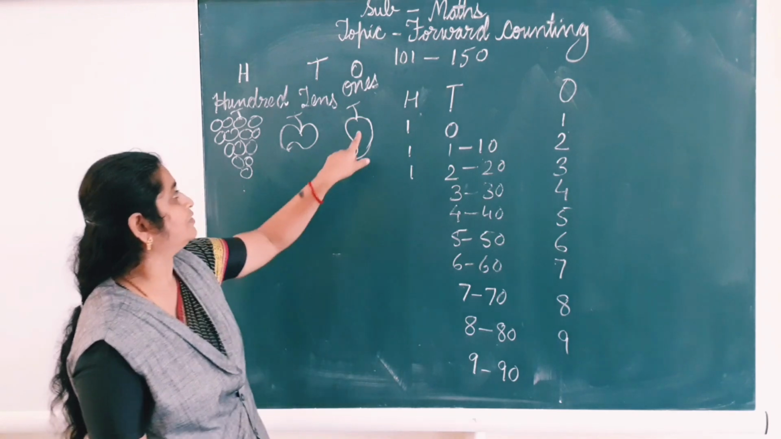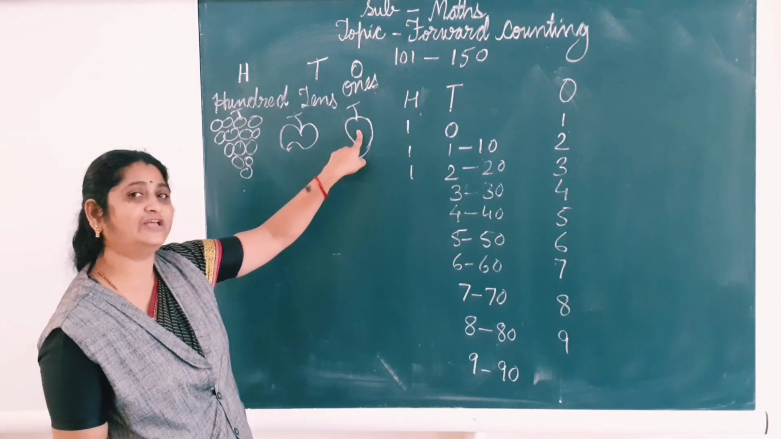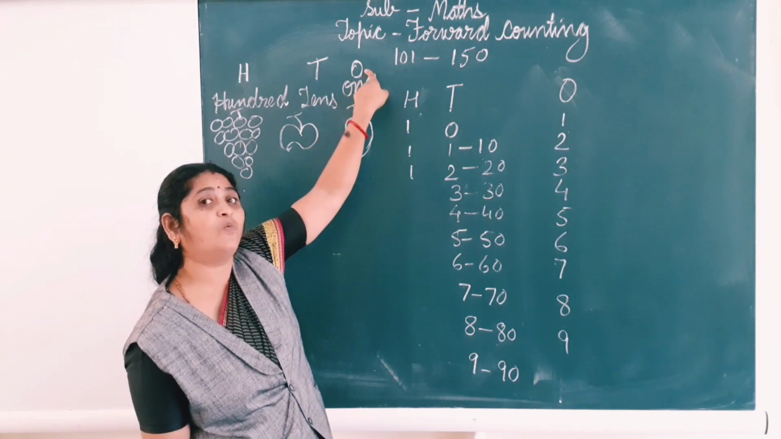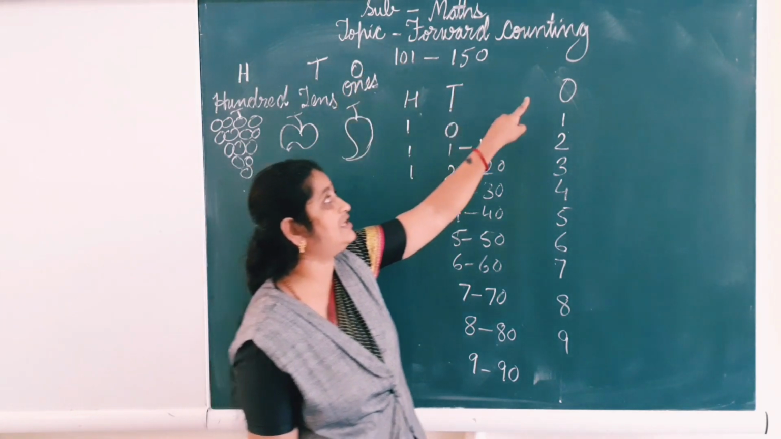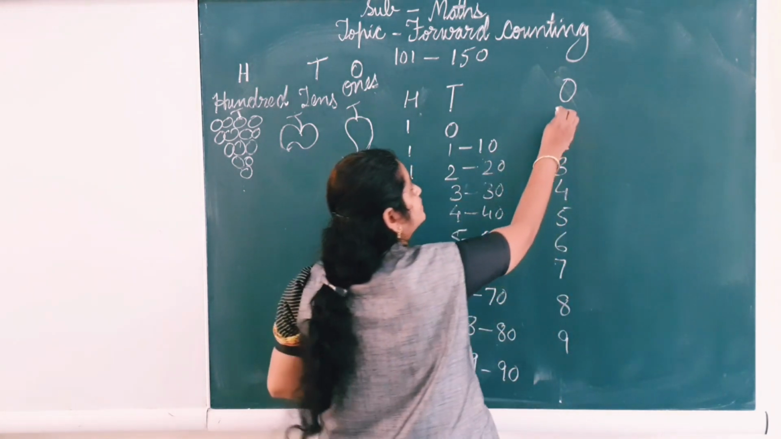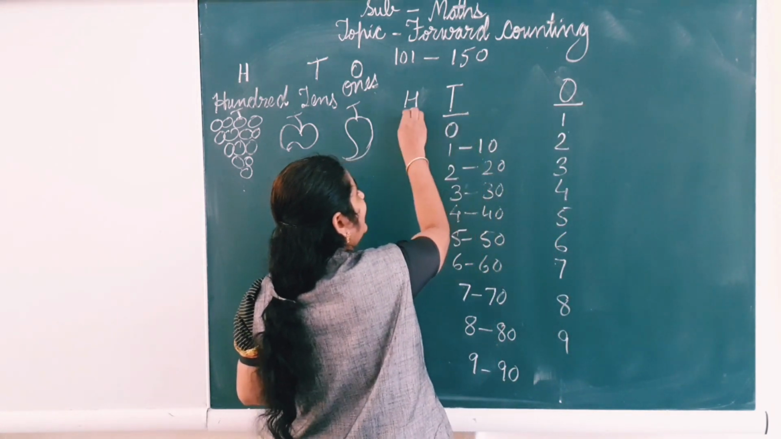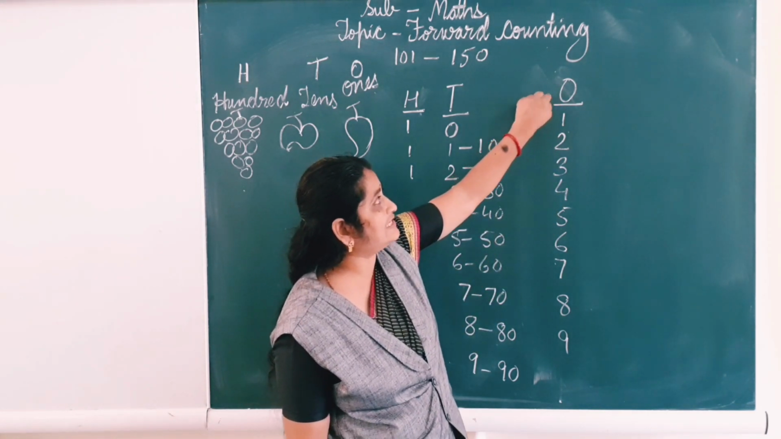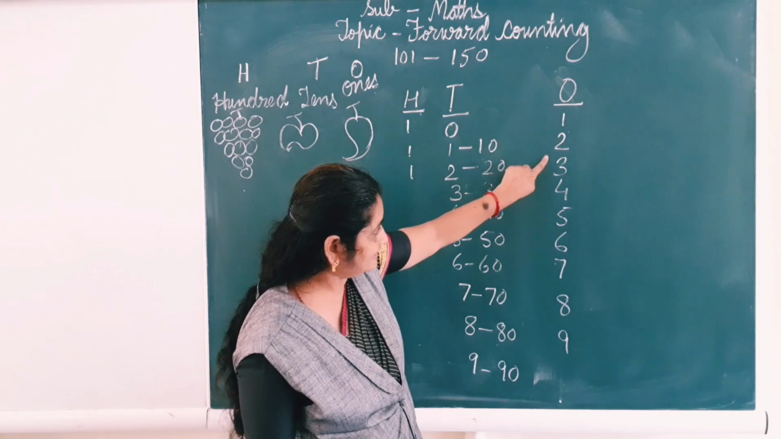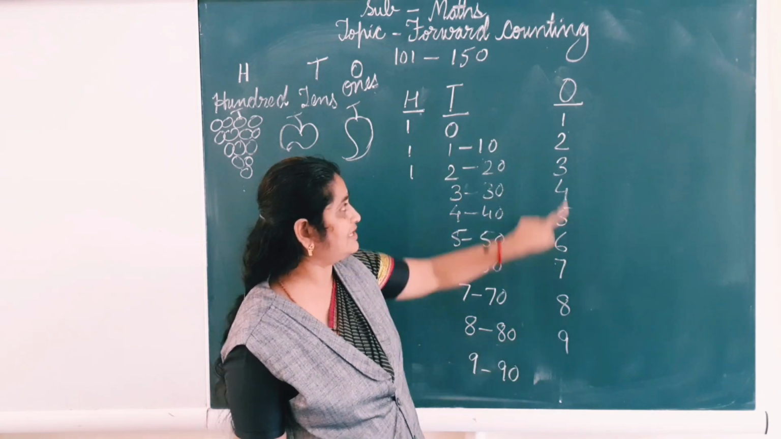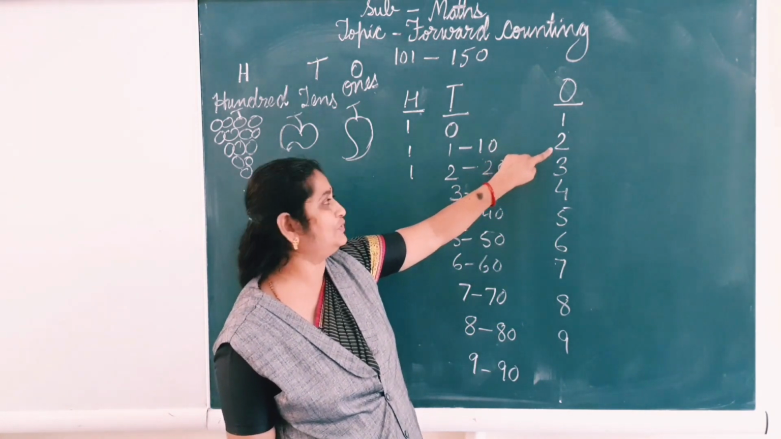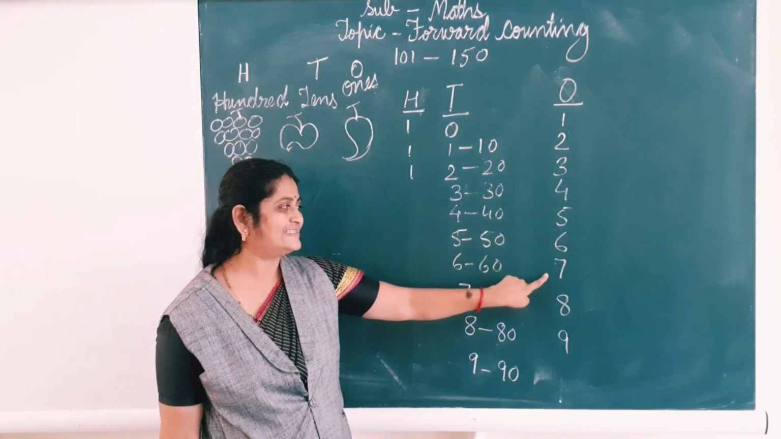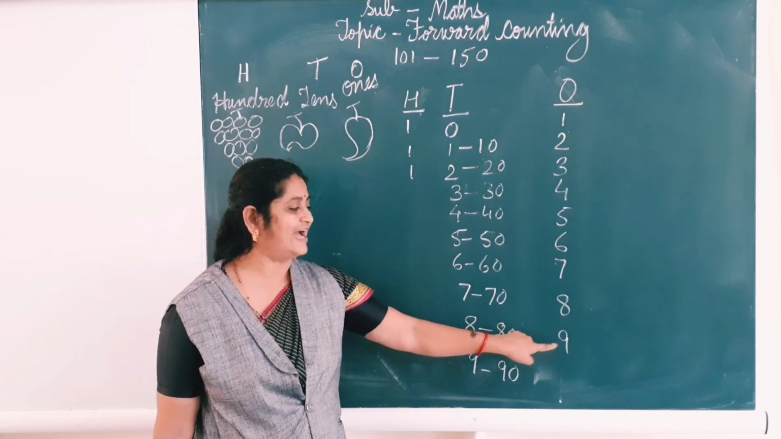So first we will go with mango. Here mango means O, the name is ones. You see, I have written here, this is O, this is T and this is H. Under the letter O, I have written numbers from 1 to 9: 1, 2, 3, 4, 5, 6, 7, 8, 9.